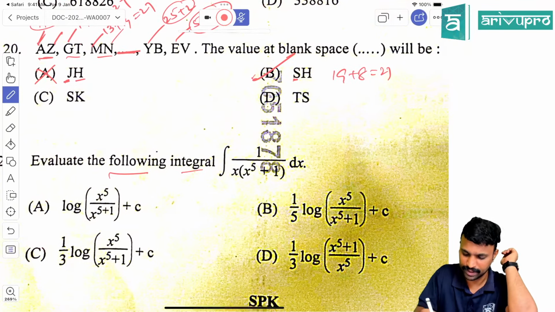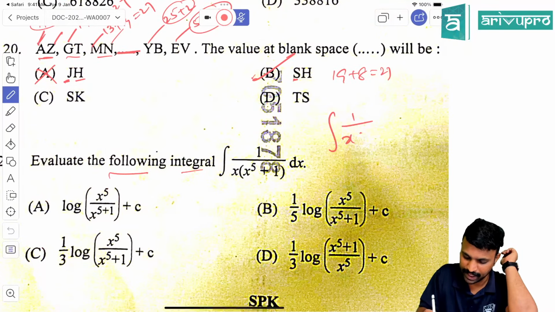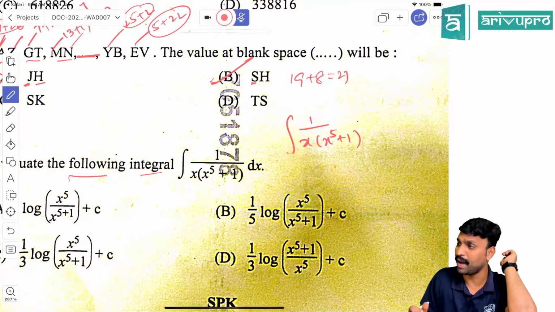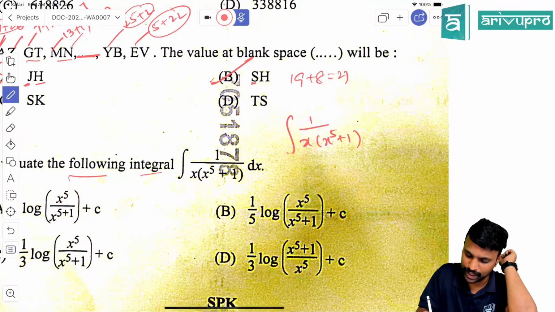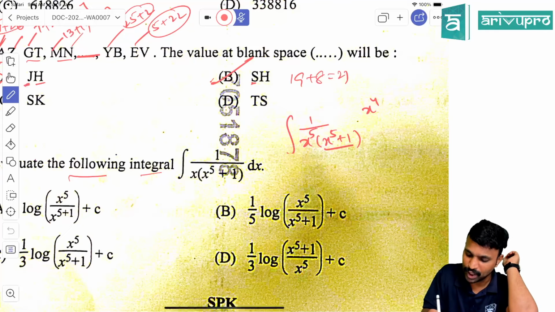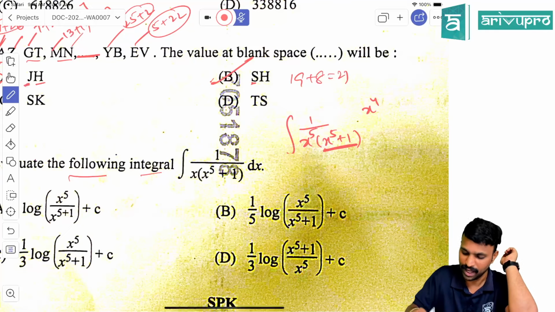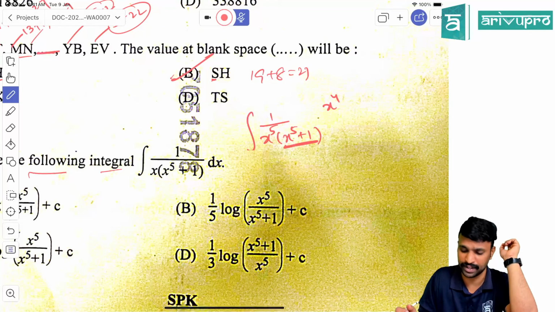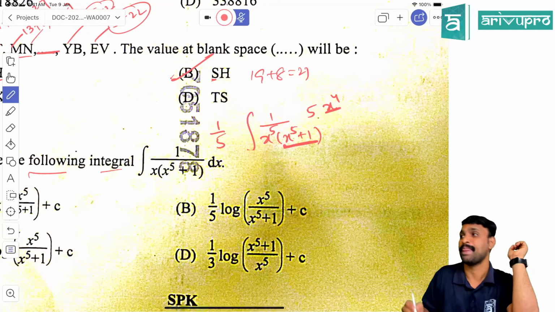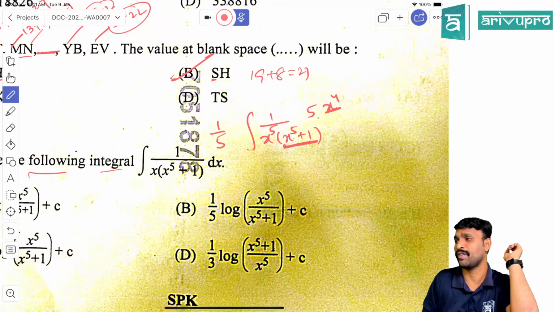Guys, this is 1 upon x into x power 5 plus 1. Multiply both numerator and denominator by x power 4. If I do that, what will happen? This becomes x power 4, and this x becomes x into x power 4, which is x power 5. If I substitute x power 5 plus 1 as t, the derivative of x power 5 plus 1 becomes 5x power 4. But I don't have 5x power 4 here, so I have to multiply by 5 over here. Have you understood the modification that I have done?